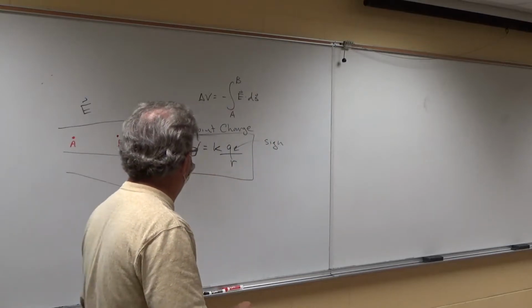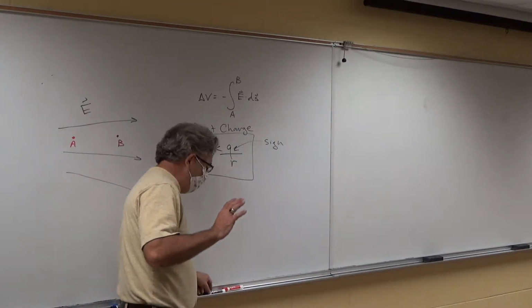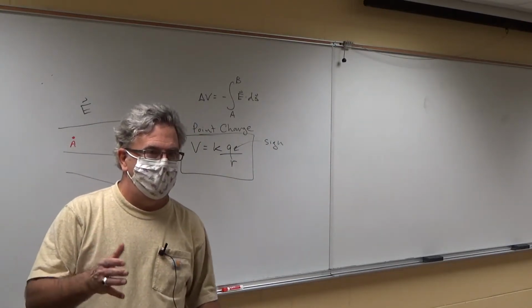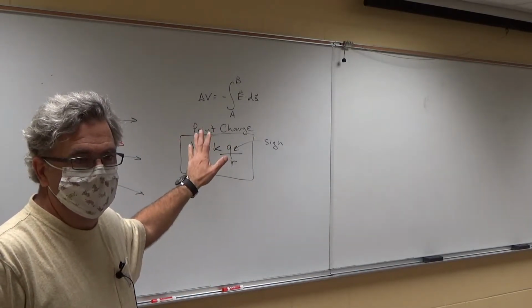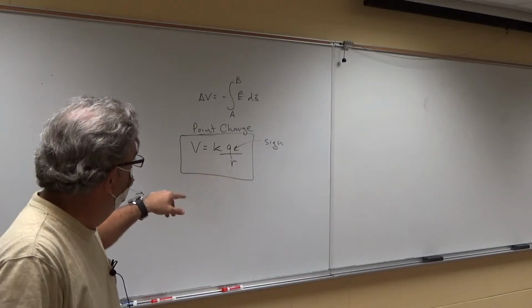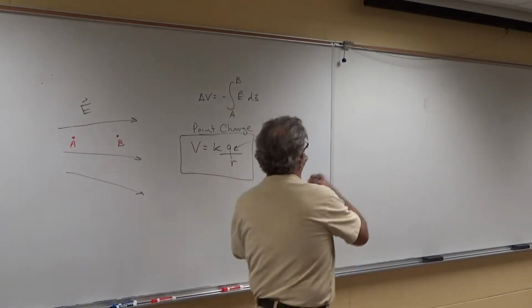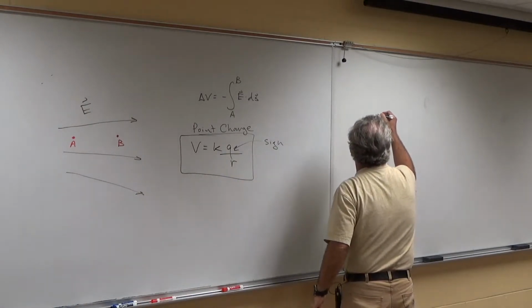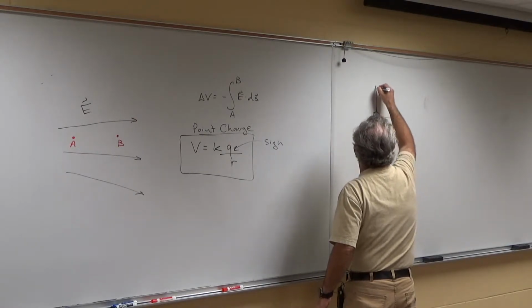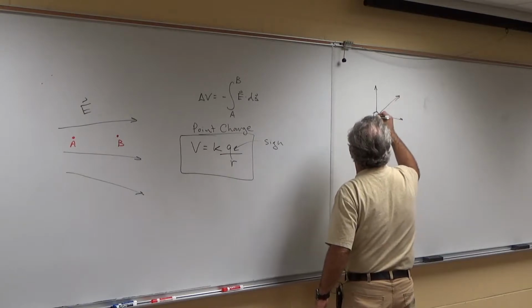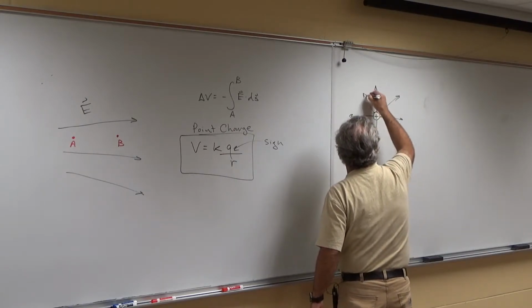Okay, that's a good question. Yeah, so I should have made a distinction between moving in a constant field and a non-constant field like the point charge. For a point charge, I'll make it positive. It doesn't have to be. Here are all the little field lines.